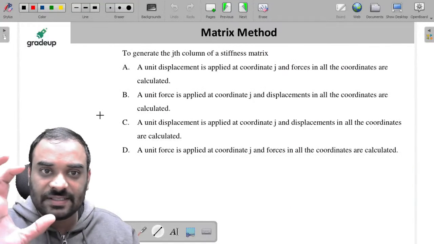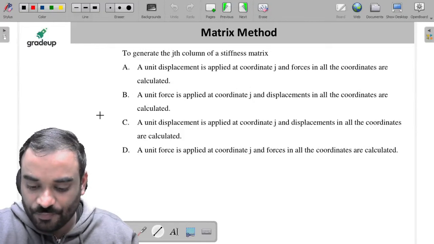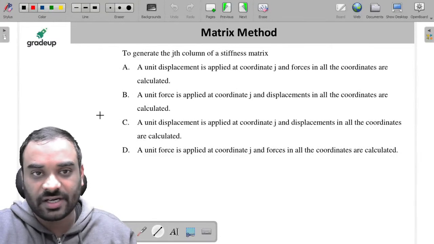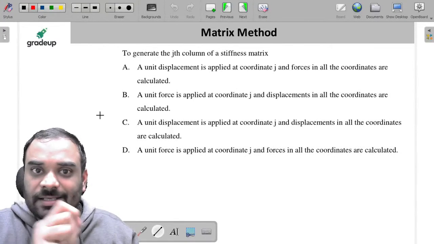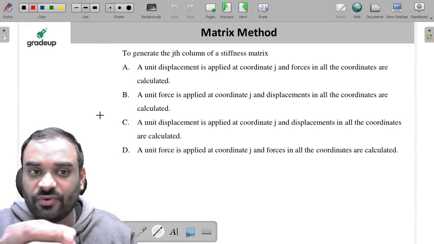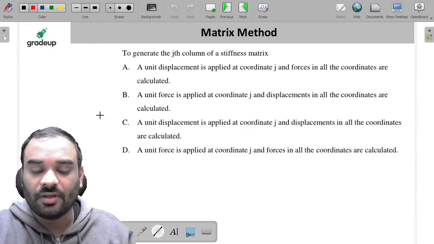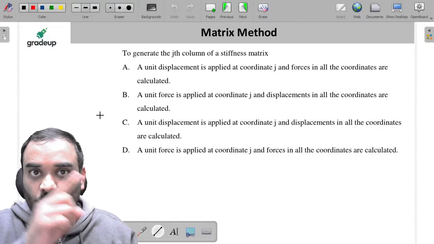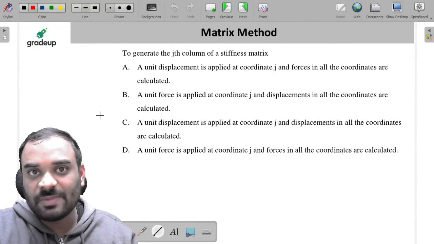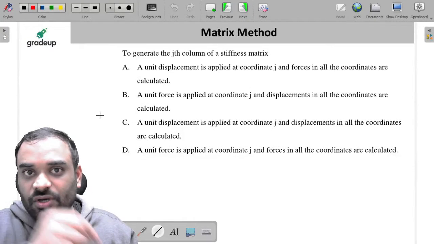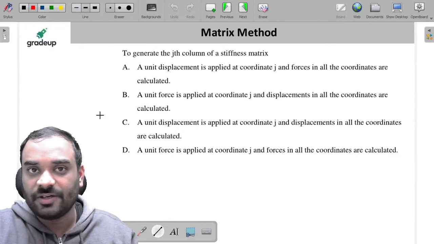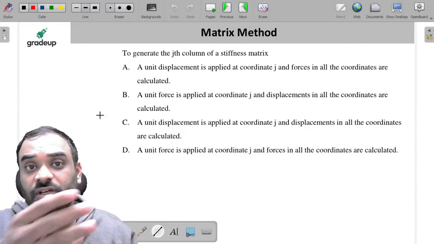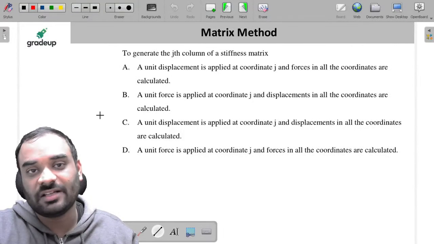So, my friends, this is the first question in front of you with respect to your stiffness matrix. Now, let me tell you the basic concept of the stiffness matrix first, then we will take the problem. You know that there are two types of matrix method. One is your stiffness matrix method, and another is your flexibility matrix method. One is the force method, another is your displacement method or stiffness method, right?